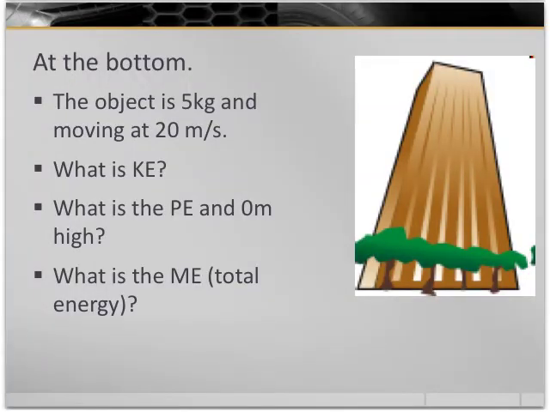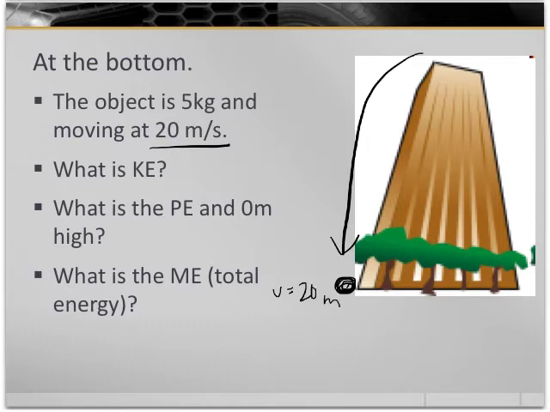So let's apply something else to this situation. We're still working with our same 20 meter high building, we have the same 5 kilogram object, but this time we're given that we're moving at 20 meters per second. Okay? And then this is actually happening at the very bottom. So this is when our ball has gone all the way down. It's moving at 20 meters per second. Okay? So let's find out our KE.